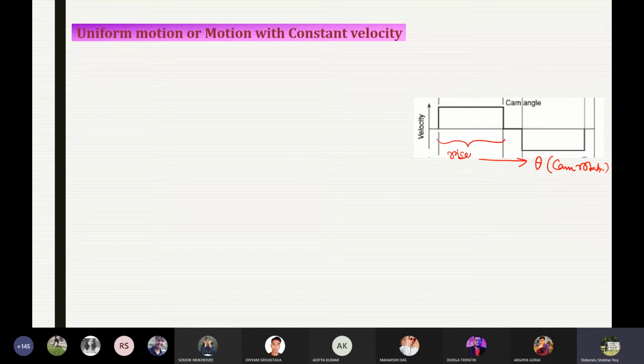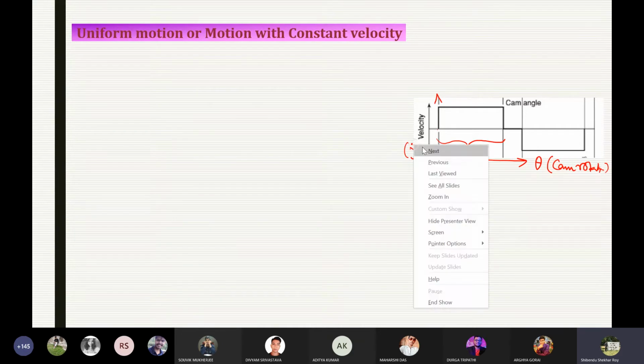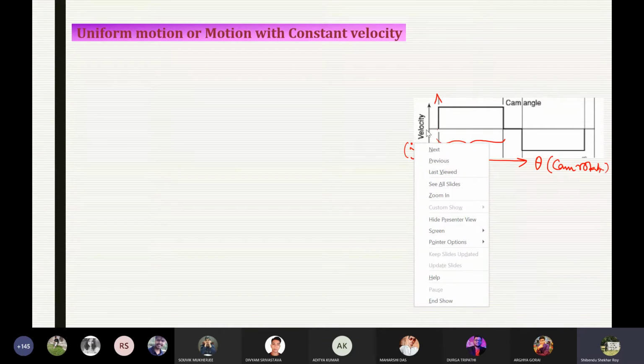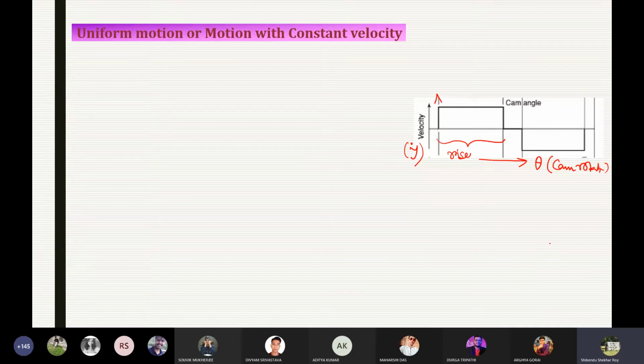Here the rise. During this time, you just see, this y direction is your velocity, not the displacement. Here I'm talking about the velocity. That means if your displacement is y, then velocity is y dot or v, whatever symbol. Y dot means dy/dt. So velocity, and that time in the rise phase, velocity of the follower is constant. So that is why it is of constant velocity that I mentioned.